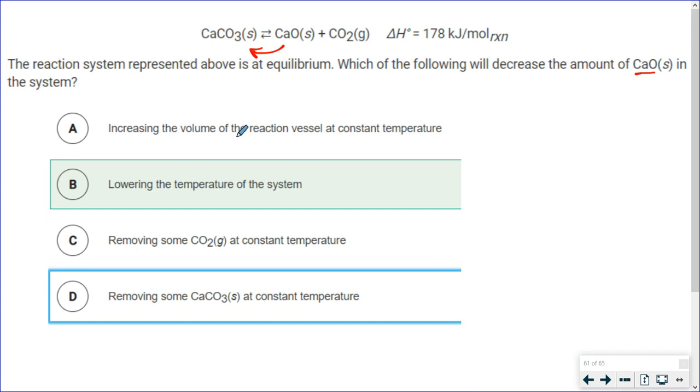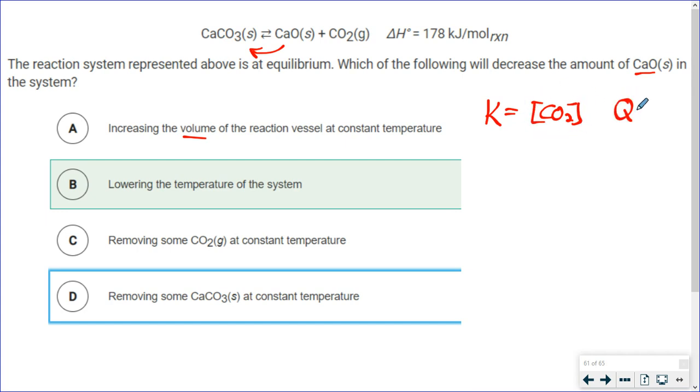A, increase the volume of the reaction vessel at constant temperature. What would an increase in volume do? Well, for a K expression, it'd just be the concentration of CO2. That's the only thing that would appear in this, but the other two are solids. If we increase the volume, what happens to the concentration of a gas? Well, it spreads that gas out. And so if you increase the volume, it decreases your concentration.